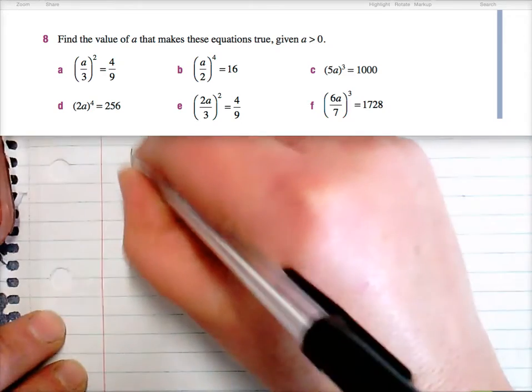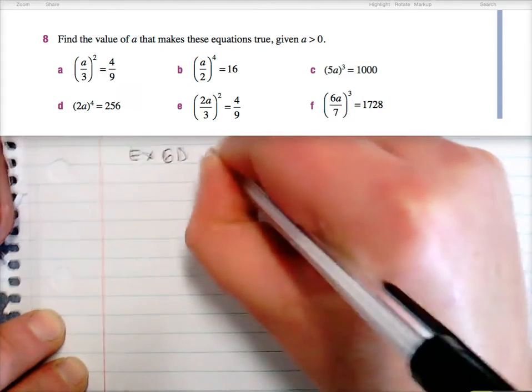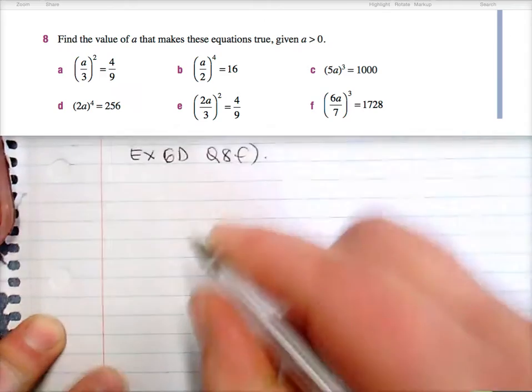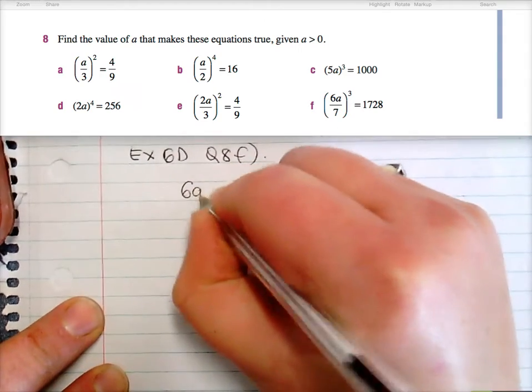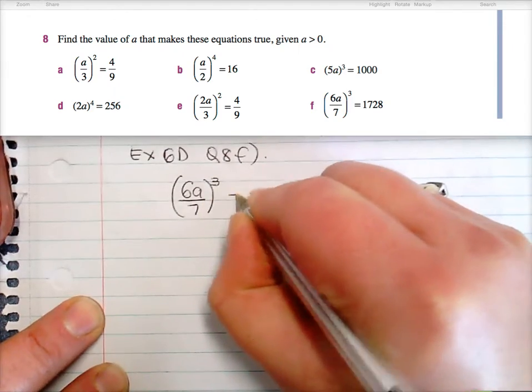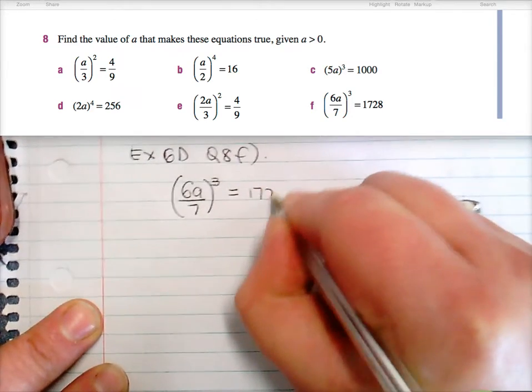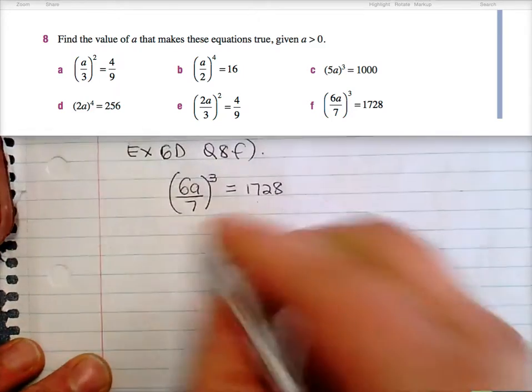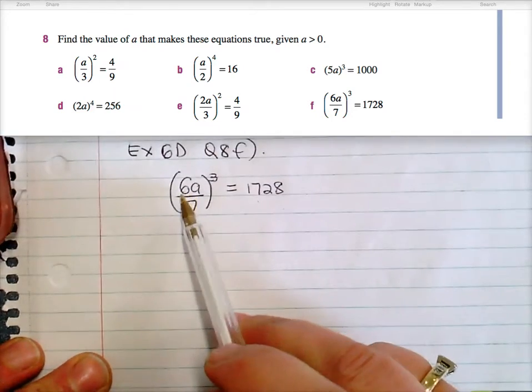Asked for homework was exercise 6D, question 8F. Okay. Find the value of a that makes this true: 6a over 7, cubed, equals 1,728. Okay, girls, you might want to work out what that is.